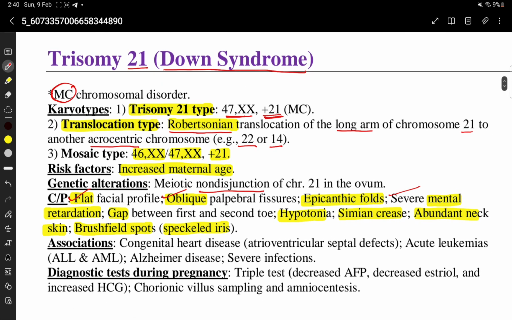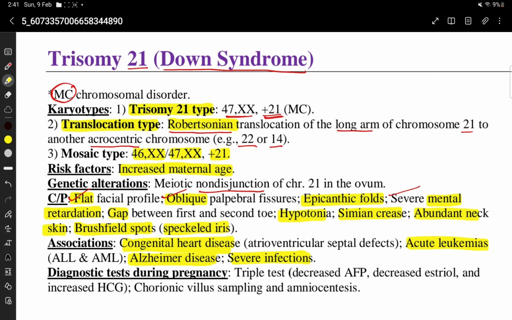It is associated with congenital heart disease like atrioventricular septal defect, acute leukemias, ALL or AML, Alzheimer's disease, and severe infections.